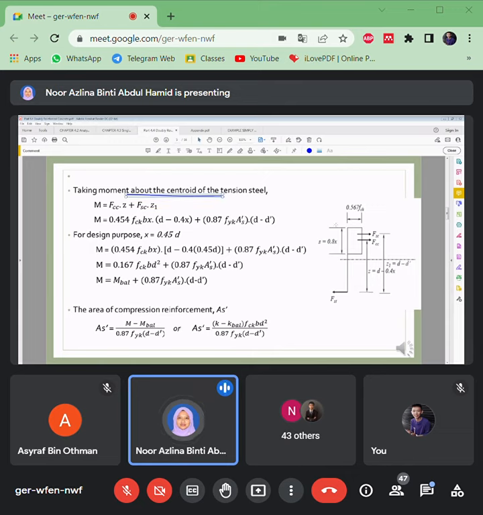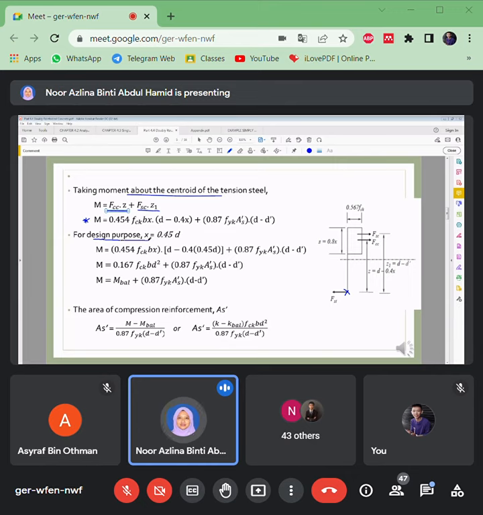From the moments, you can take the moments at any point. If you take the moment at the steel here, then FSC brings to this point, and FCC also brings to this point in order to calculate the moment. So it's the same: FCC times Z, FSC times Z1, giving the moment at the tension level here, which is the M value if taking moment about the tension steel.